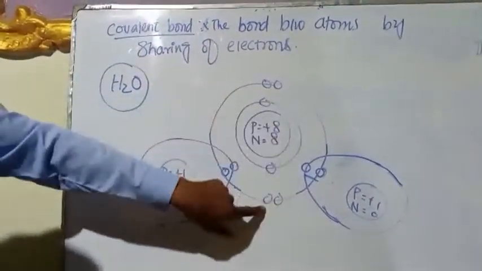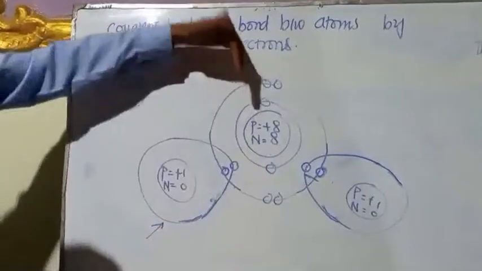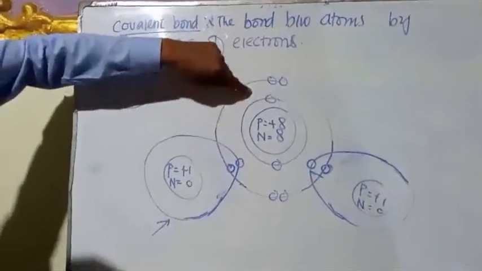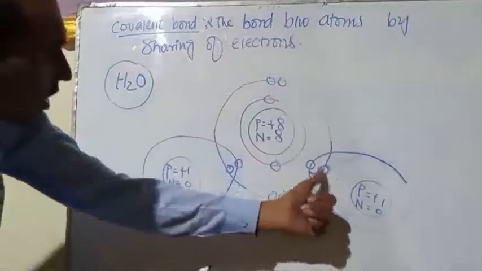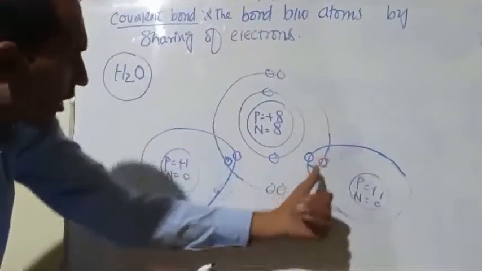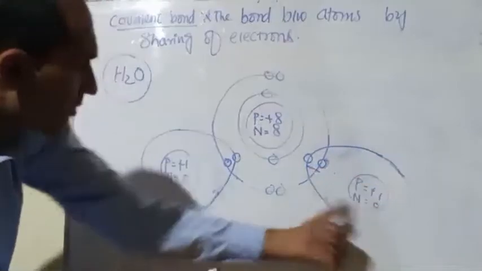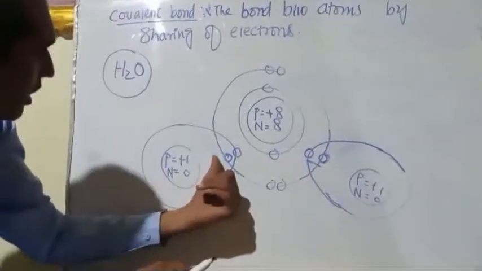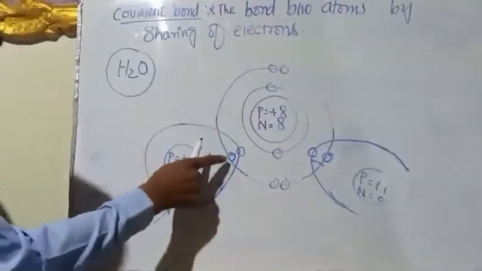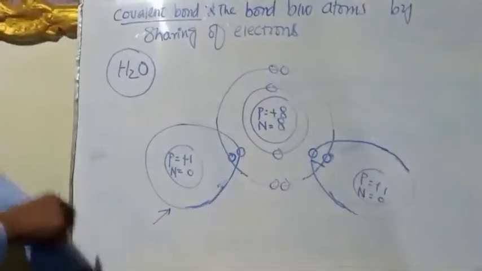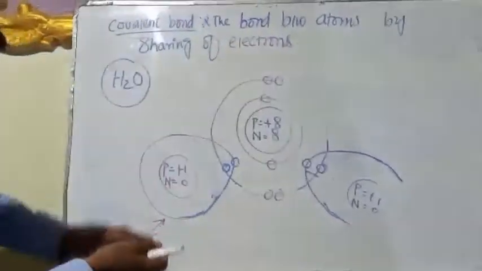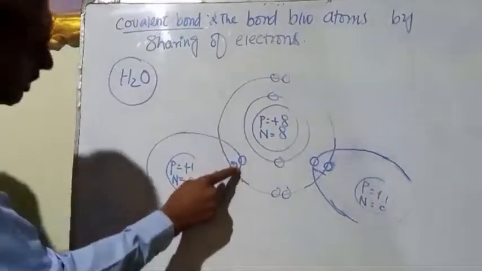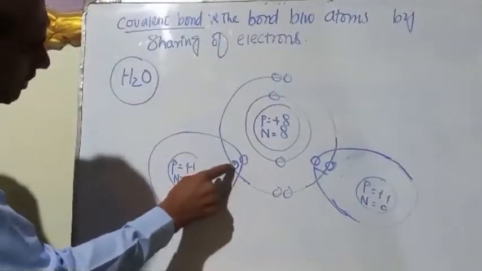So 2, 4, 6, 8. It means that oxygen has completed its outermost shell with 8 electrons, and hydrogen has completed its outermost shell with 2 electrons, and this hydrogen has also completed its outermost shell with 2 electrons. So this is the covalent bond between hydrogen and oxygen. It means that covalent bond is formed by the sharing of electrons between atoms.